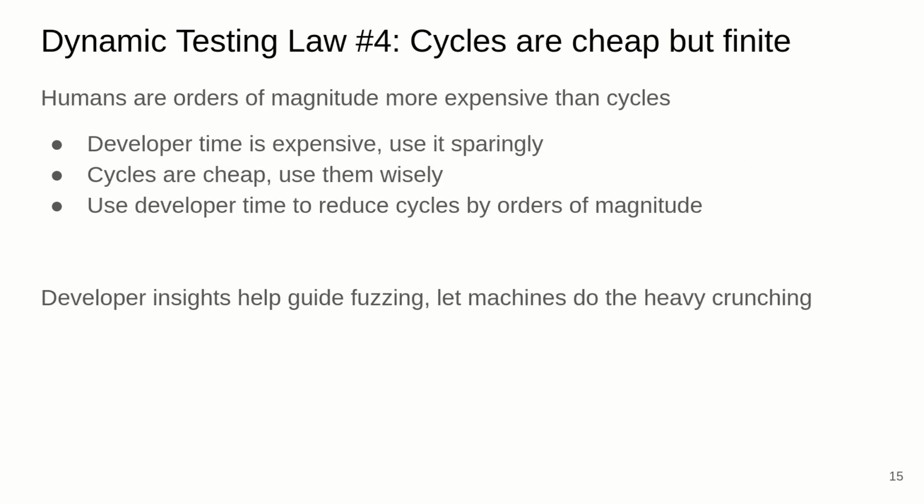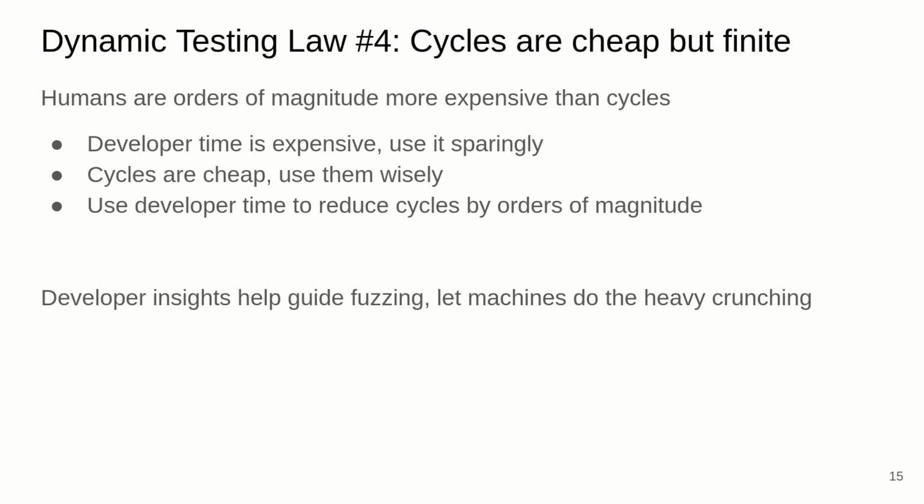Which brings us to the last testing law. Cycles are cheap but finite. Right? Humans are orders of magnitude more expensive than compute cycles, but both compute cycles and humans have a cost. Developer time is expensive, so use it sparingly, for example, to set up the campaign and to triage the most important bugs. Cycles are cheap, but you still need to use them wisely, so you need to set up the campaign in a way so that it has the most chances of success. So you can use some developer time to reduce cycles by orders of magnitude.